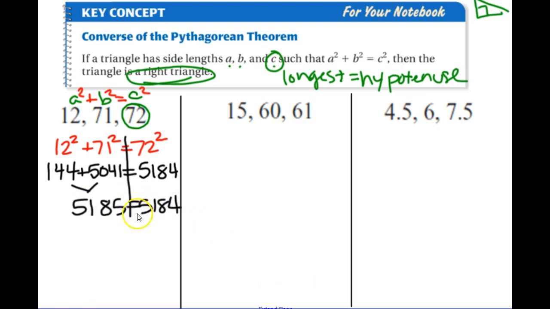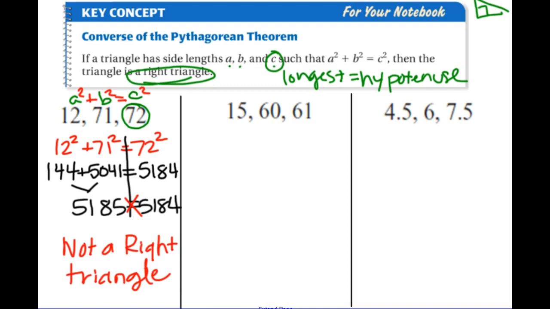So, are these the same? Well, no, they're not the same. So this is not a right triangle, because a squared plus b squared does not equal c squared. Let's try a couple more.